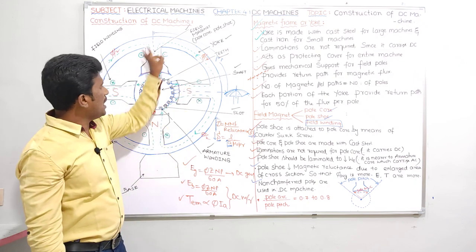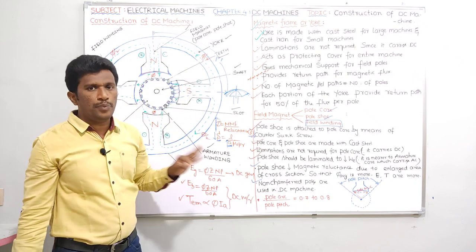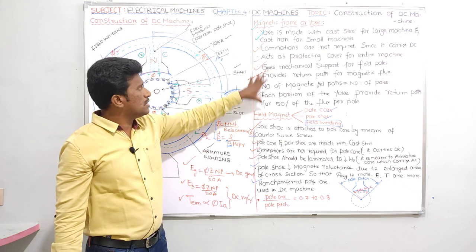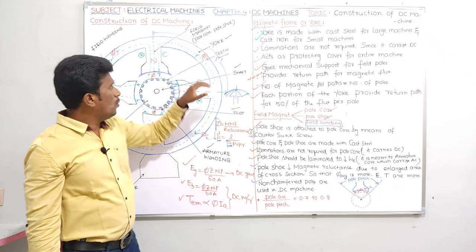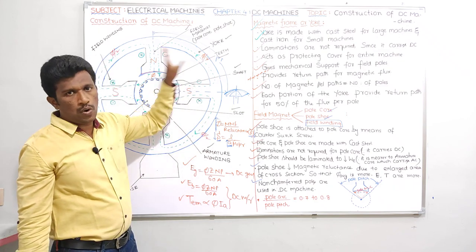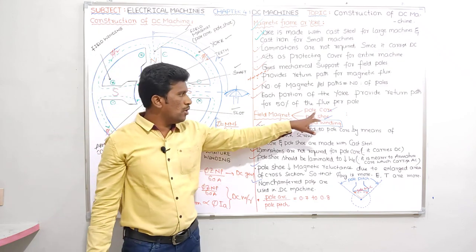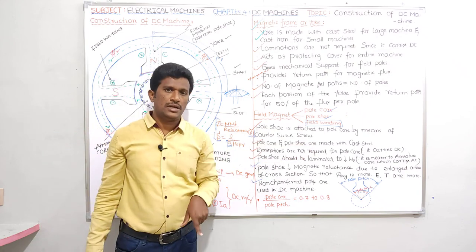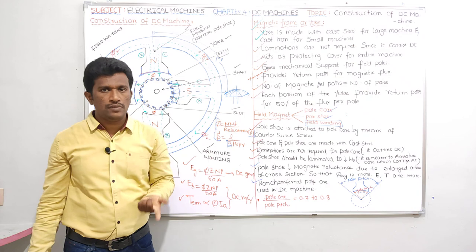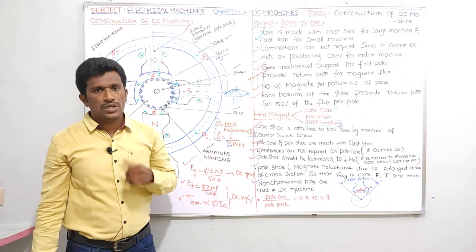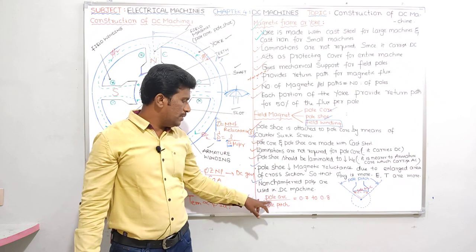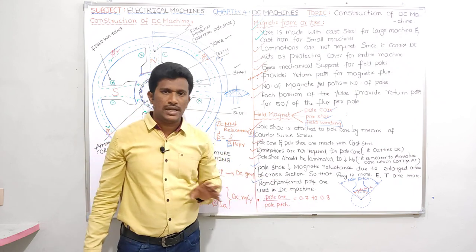The number of magnetic parallel paths equals the number of poles. That is the next point. We don't need any laminations for the yoke. Similarly, for the pole core there is no need to provide laminations. The pole shoe should be laminated because it is nearer to the armature core, which carries AC supply, so there is a chance of eddy current losses. And pole arc by pole pitch equals 0.7 to 0.8.